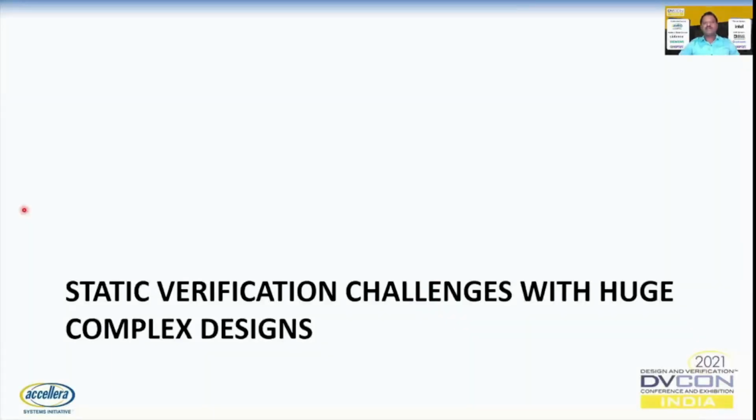Let's understand various challenges design teams face with static verification of huge designs. Please note, in general, with huge designs, we shall not restrict the scope of this methodology to SoCs only. New age subsystems, up to a certain extent, some of the IPs are also becoming huge and complex. This methodology is applicable for those types of designs too.